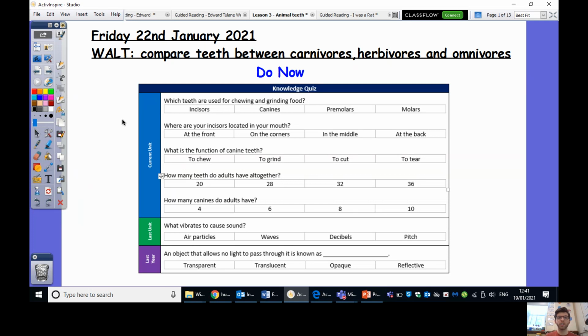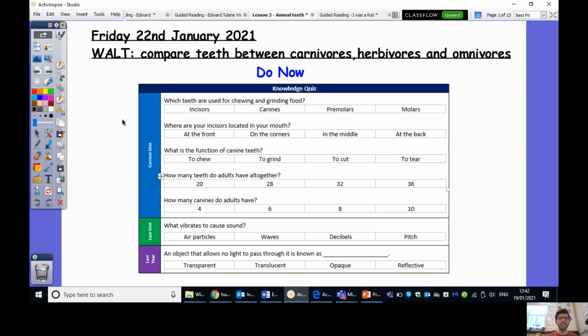Which teeth are used for chewing and grinding food? Incisors, canines, premolars or molars? Number 2. Where are your incisors located in your mouth? Are they at the front, on the corners, in the middle, or at the back? Question 3, what is the function of canine teeth? Is it to chew, to grind, to cut, or to tear?